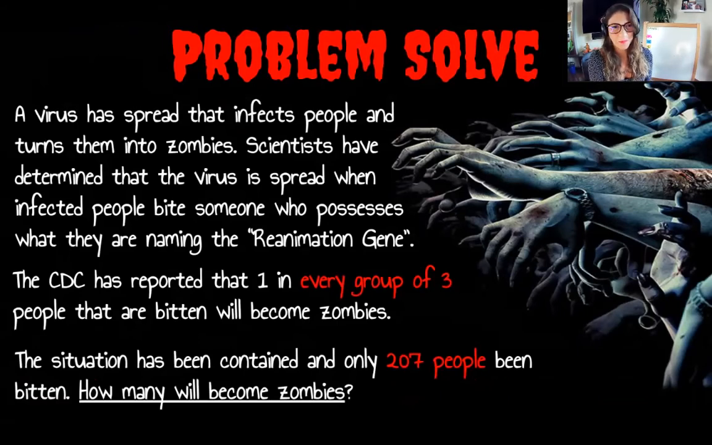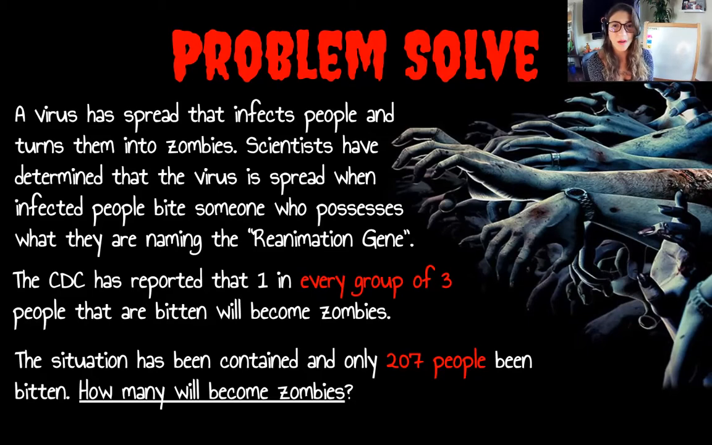Here's our problem of the day. Pay attention to our numbers here. A virus is spread that infects people and turns them into zombies. Scientists have determined that the virus is spread when infected people bite someone who possesses what they are naming the reanimation gene. The CDC has reported that 1 in every group of 3 people that are bitten will become zombies. The situation has been contained and only 207 people have been bitten. How many will become zombies?